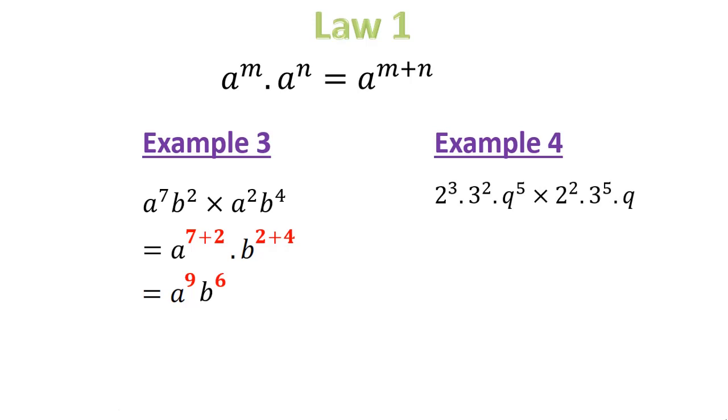Example 4. 2 to the power of 3 times 3 to the power of 2 times q to the power of 5, all multiplied by 2 squared times 3 to the power of 5 times q. So let's have a look at it. Our 2's have an exponent of 3 and 2, and so we can add it. 2 to the power of 3 plus 2. Now, our 3 bases. Our first one is 3 squared and the other is 3 to the power of 5. And so we have 3 to the power of 2 plus 5. Lastly, we have q. We have q to the power of 5 times q. And so we have q to the power of 5 plus 1. And so that gives us 2 to the power of 5, 3 to the power of 7, q to the power of 6.